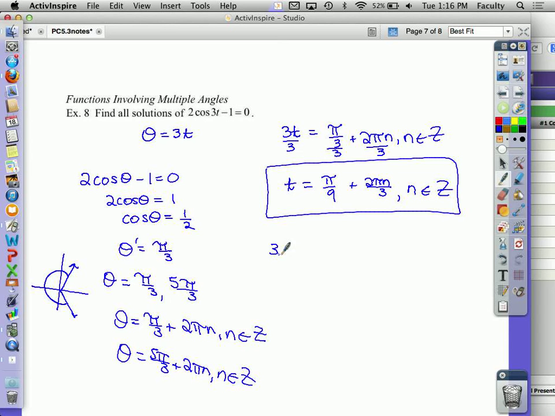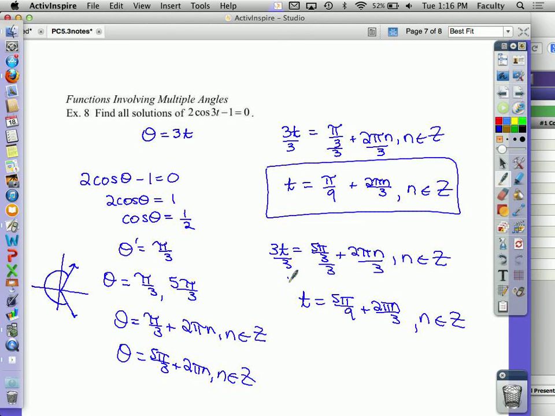And then we're going to do the same thing with our 5 pi over 3. So we're going to replace theta from down here, and then you just divide by 3, and I get t equals 5 pi over 9 plus 2 pi n over 3, where n is an integer. Okay? Not bad. Not bad at all.